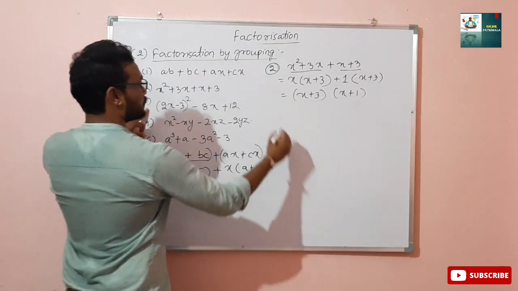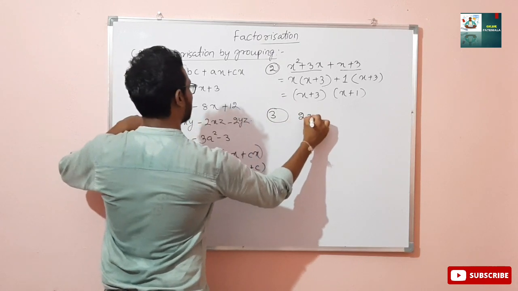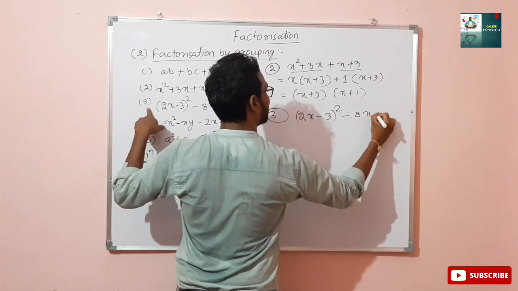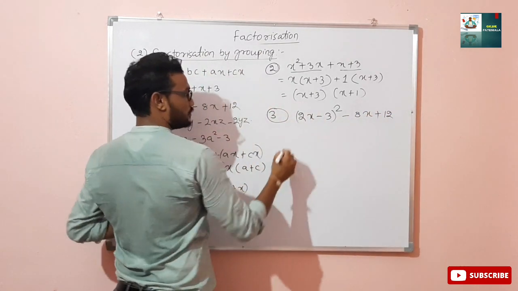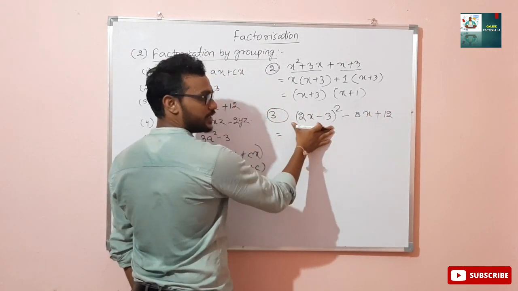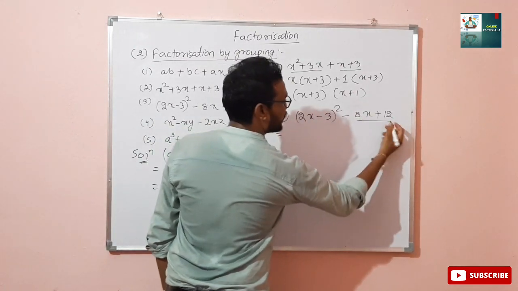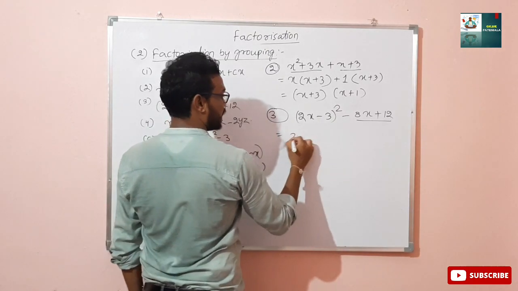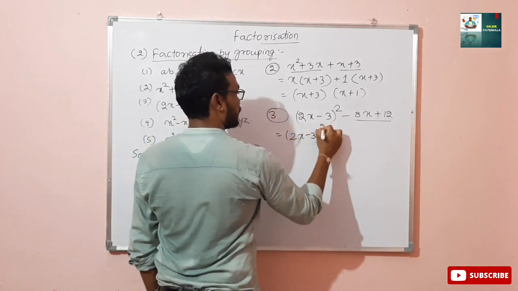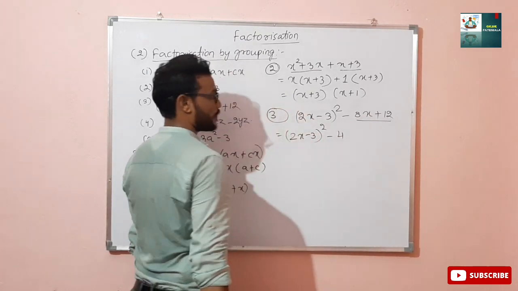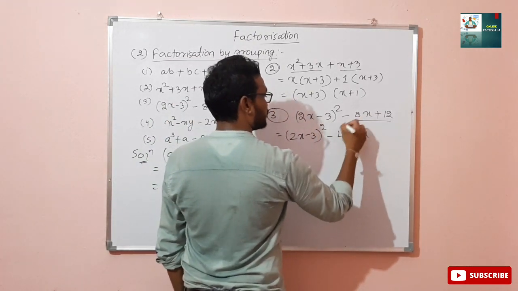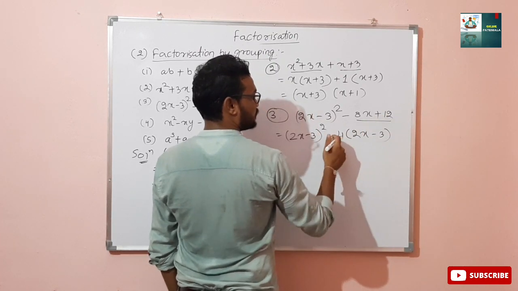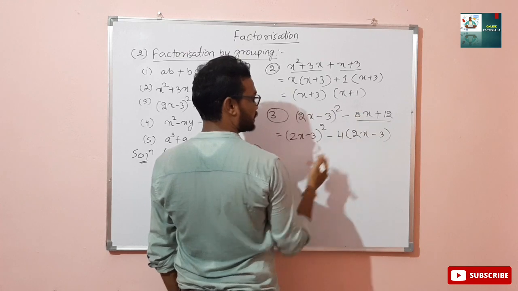Now the third question, that is given (2x - 3)² - 8x + 12. Now the first term, we can't do anything with this first term. We can take a common factor from the other terms because 8 and 12 have the common factor 4. So we can write it like this: (2x - 3)² - 4(2x - 3), because -4 times -3 is plus 12, and -4 times 2x is -8x.